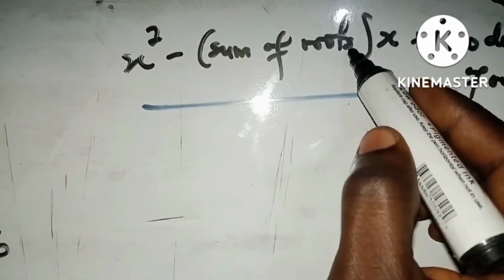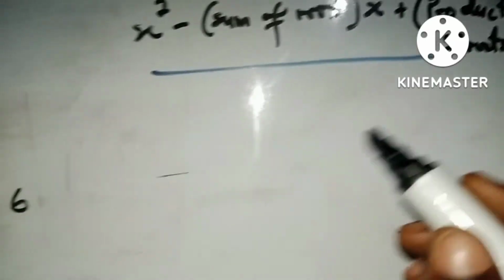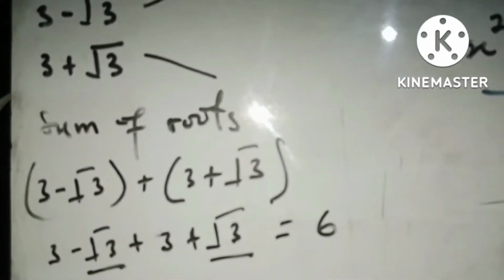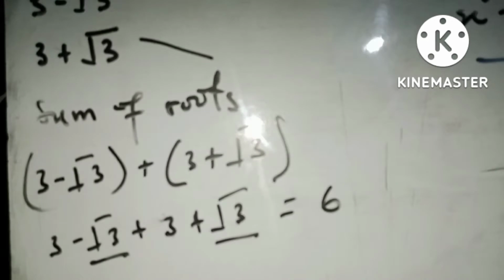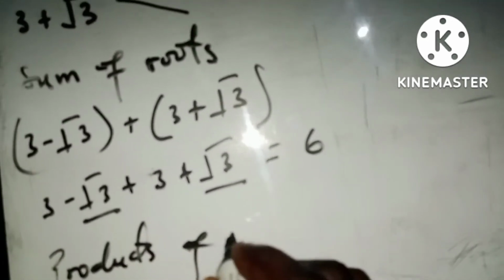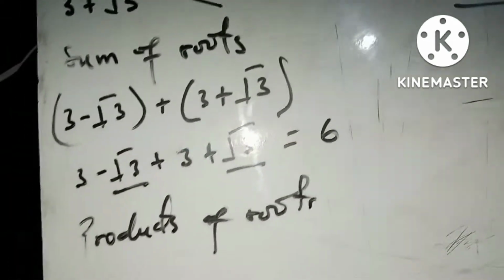Sum of the roots, right? So the next one is the product of the roots, meaning that we have to multiply these two. Is that okay? Just the way of multiplying. So the product of the roots here, you have the product of the roots.